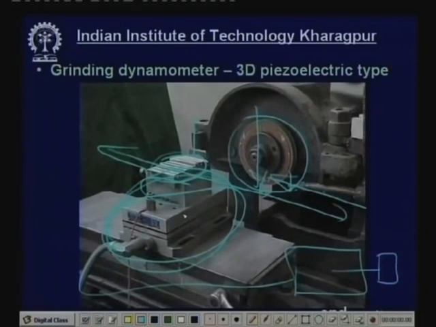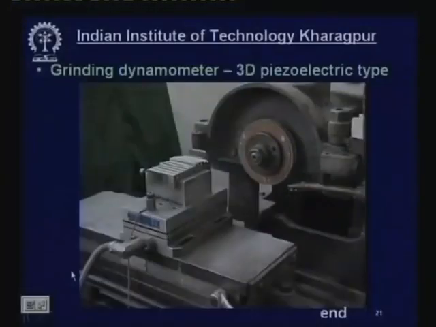Now this will not only give the average magnitude; if there is any pulsation or vibration, that will also be recorded. If there is any change or variation, that will be recorded. So this is a very sophisticated, accurate method, but it is very expensive.